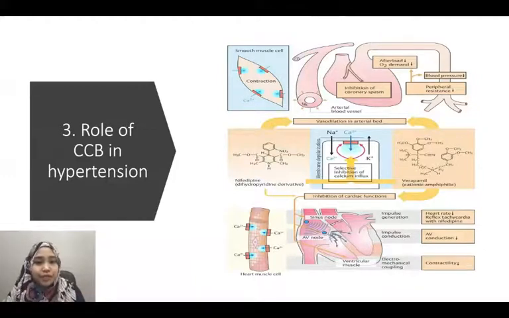Besides vasodilation activity, calcium channel blockers also inhibit the cardiac function, whereby it can reduce the cardiac contractility that can reduce the cardiac output, which will affect again the blood pressure. So low cardiac output will cause lower blood pressure. And not only that, it can also reduce the oxygen demand because of the lower contractility, which is important for angina treatment.